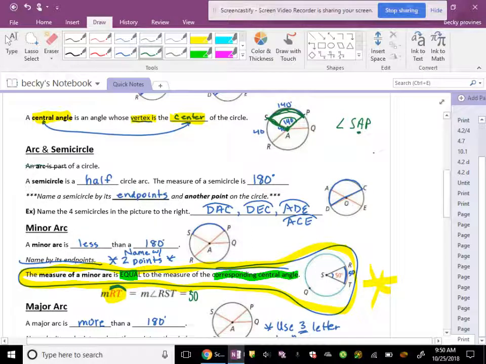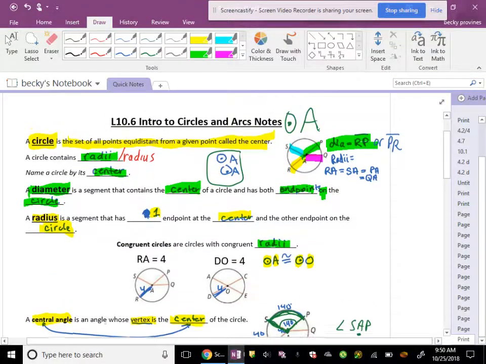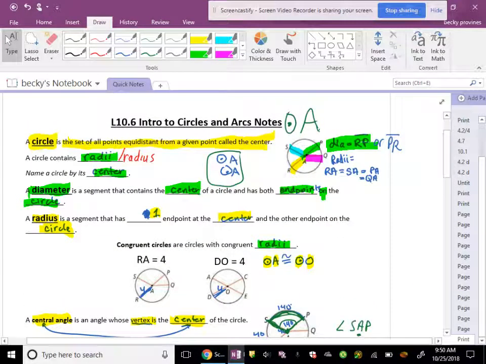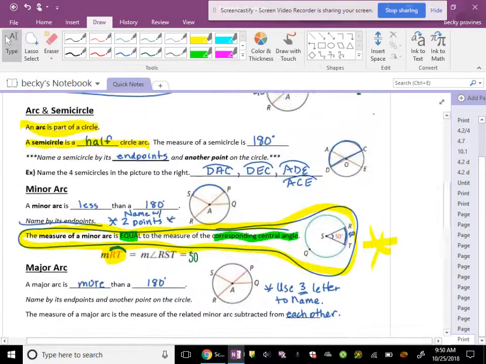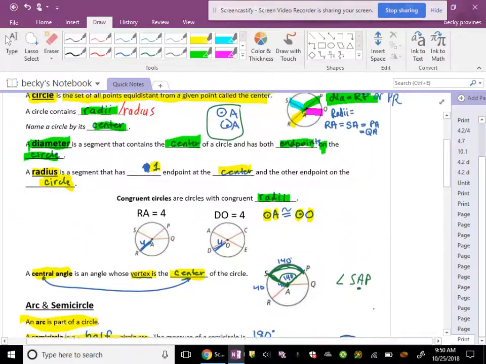Okay, now let's go back to arcs. An arc is part of a circle. Now a semicircle is half of a circle. Now, did we talk about how many degrees are in a circle? Maybe not yet. Does anyone know how many degrees are in a circle? I thought that was in the notes.